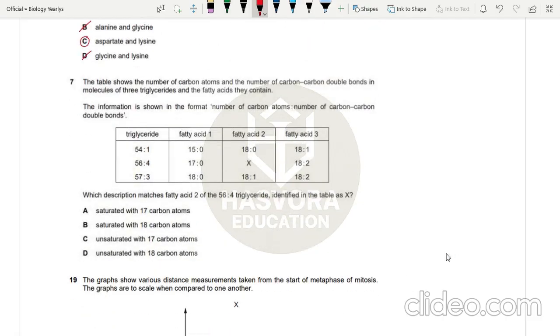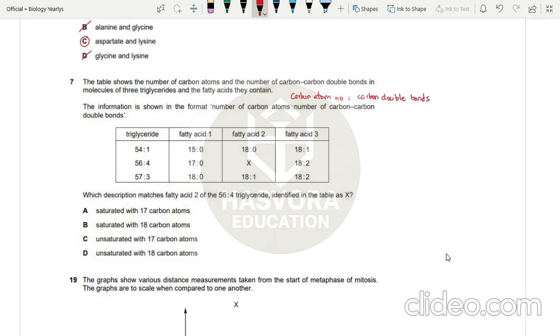Seventh is a tricky question because it involves a concept that is related to the lipids, the triglyceride. So the table shows the number of carbon atoms and the number of carbon-carbon double bonds in the molecule of 3 triglycerides and the fatty acids they contain. The information is shown in the format number of carbon atoms and number of carbon-carbon double bonds. So they've actually given you the ratio. This is the carbon atoms number and its ratio to carbon double bonds, the total number of double bonds present in it.